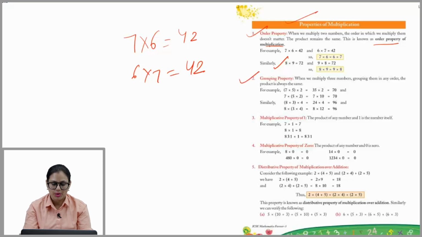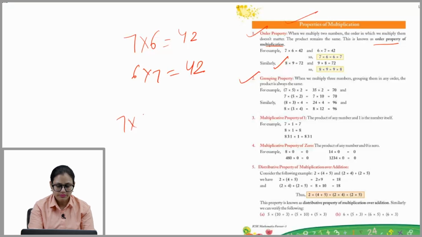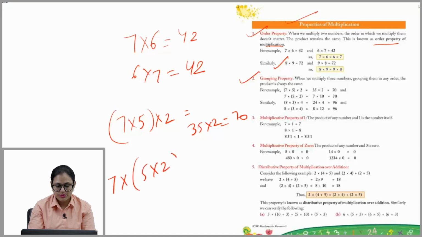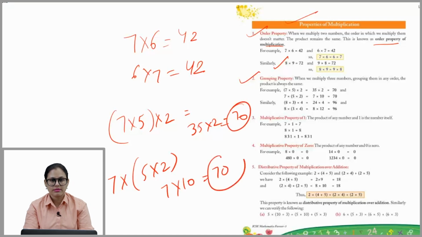Number 2, grouping property. When we multiply three numbers, grouping them in any order, the product is always the same. For example, 7 into 5 into 2 is equal to what? 35 into 2 is equal to 70. Now let's change the grouping. Now we will multiply 7 into, then in bracket 5 into 2. 7 into 10 is equal to 70. See, the product is the same.